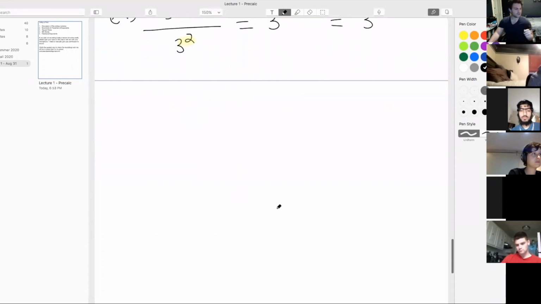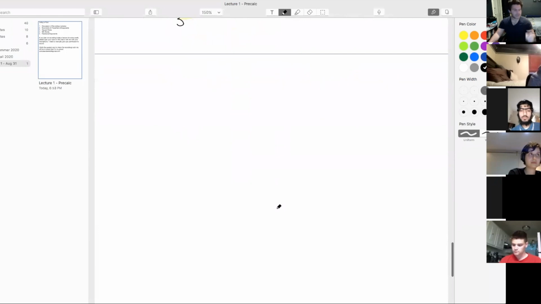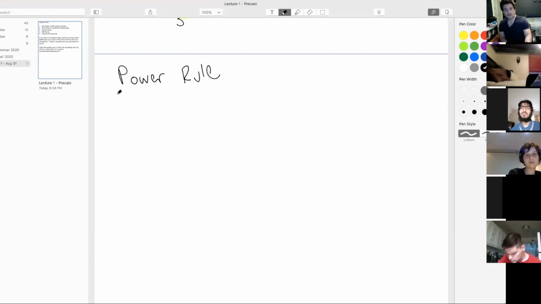All right, next rule. This one is called the power rule. So this is the case when we have an exponent itself raised to a power. Okay, so how do we deal with that?